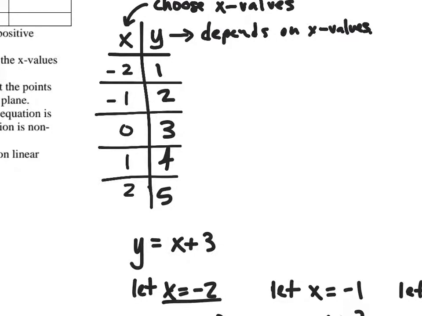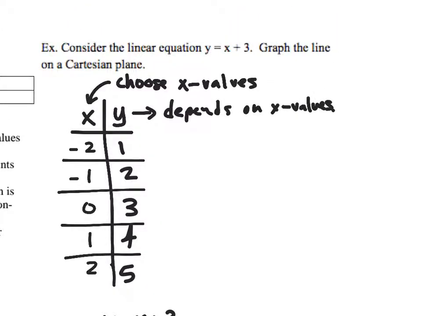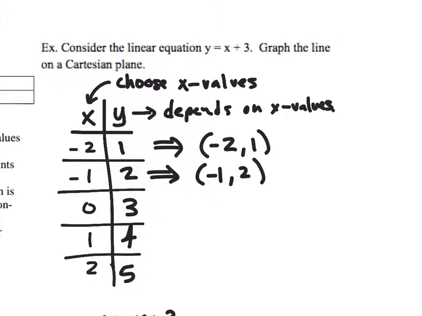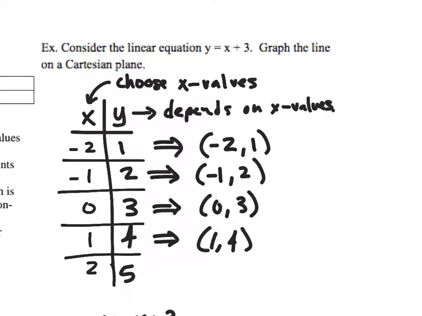Okay, what this does, this is a t-chart. We have x values and we have y values. Now, each of these pairs of numbers represents points. If I take this point here, -2, 1, this is the point (-2, 1). This is the point (-1, 2). This is the point (0, 3). This is the point (1, 4). This is the point (2, 5).